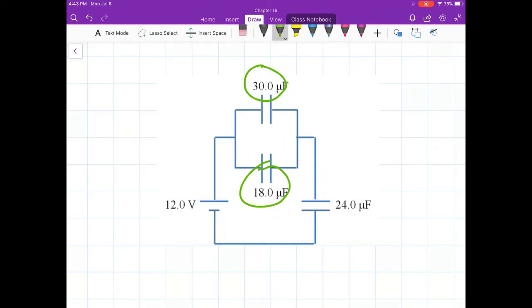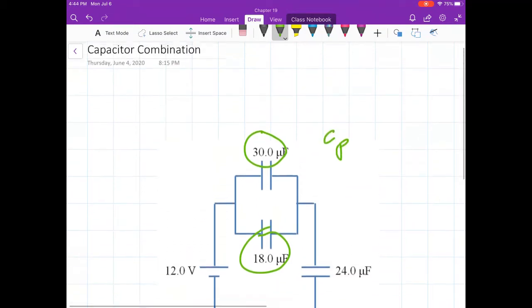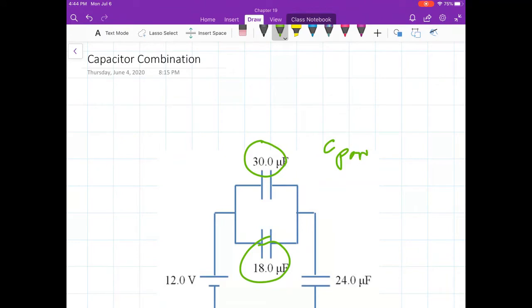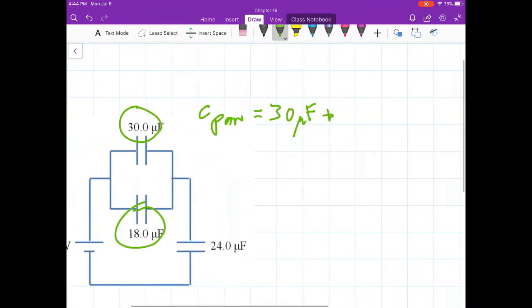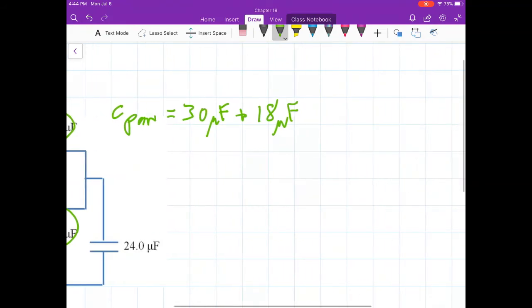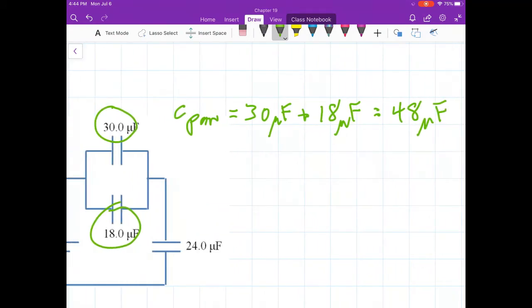Parallel is the simplest thing to do because we know C parallel is going to be the sum of the two capacitors. That's 30 microfarad plus 18 microfarad equals 48 microfarad.